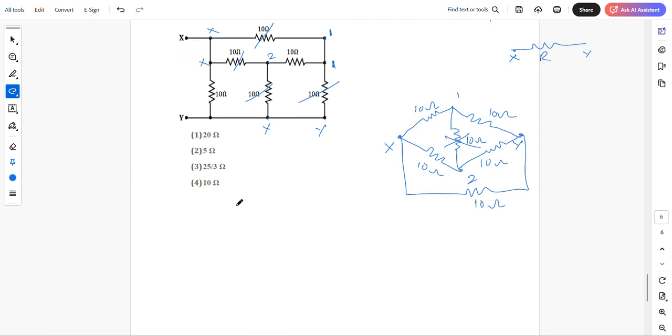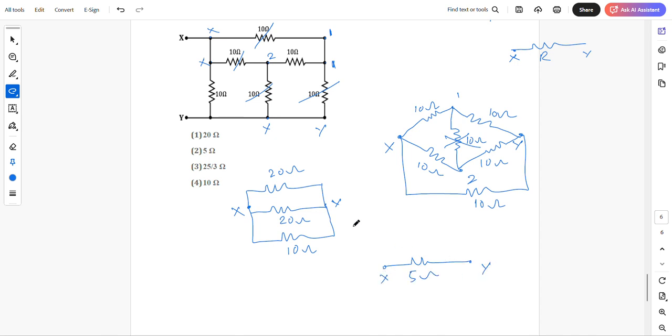If I remove this 10 ohm, what happens? These two become series. This is 20 ohm between X and Y, understood? And this is how much? 10 plus 10 is 20 ohm, between X and Y. And here 10 ohm is already there. 20 in parallel with 20 is how much? 10 ohm. 10 ohm in parallel with 10 ohm will be how much? It is just 5 ohm, which is the right answer.